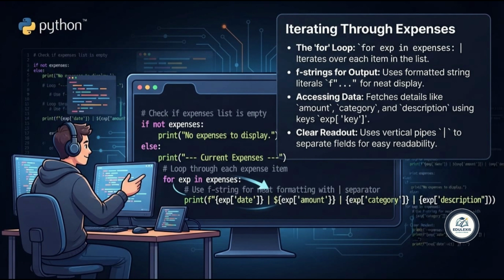If our list does contain items, the program skips that empty check and moves to the loop. We will write a simple, clean for loop: for exp in expenses. This loop goes over every single expense item inside our list one by one. Inside the loop, we use Python's formatted string literals, or f-strings, to print out the information neatly. We fetch the details by typing exp followed by the keys amount, category, and description inside single quotes. We also separate each field with a clean vertical pipe symbol to make the text exceptionally easy to scan on the user's eye.